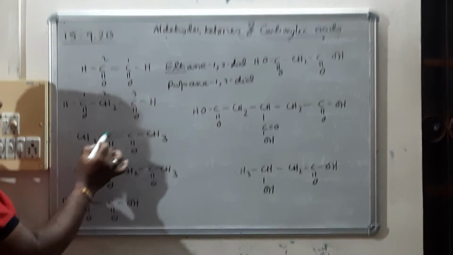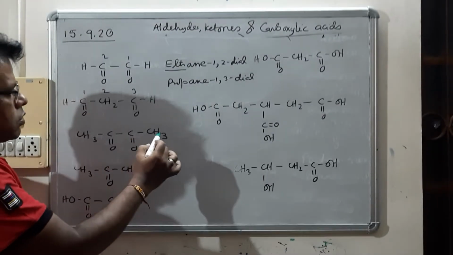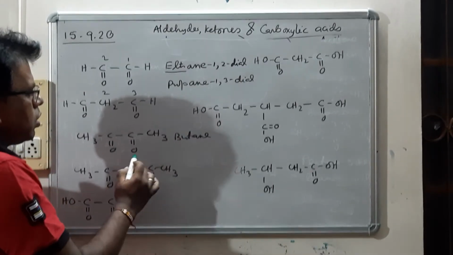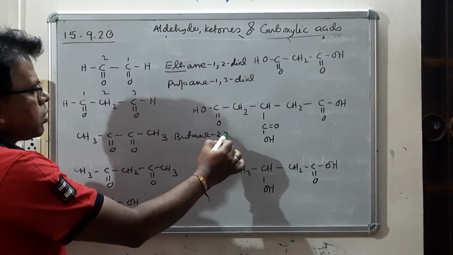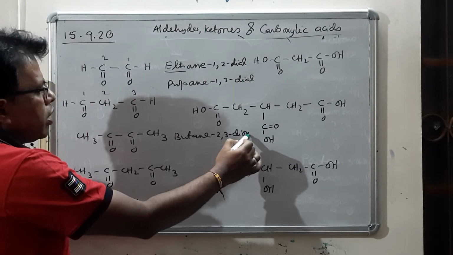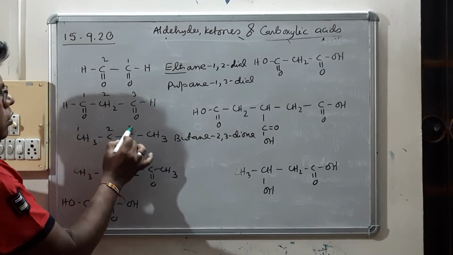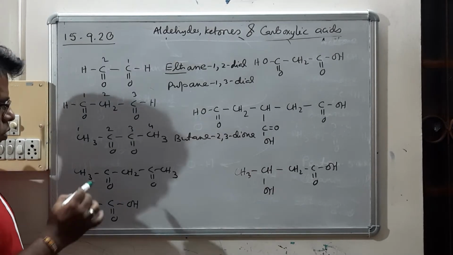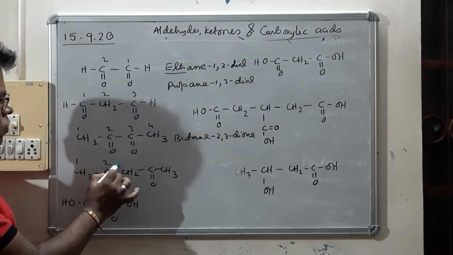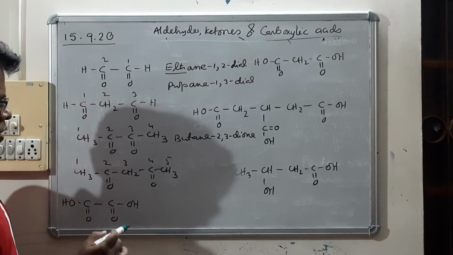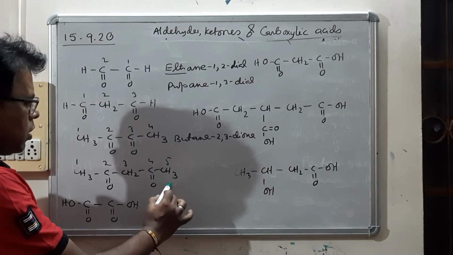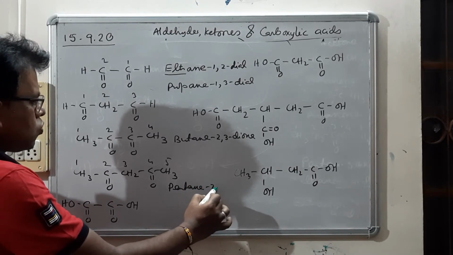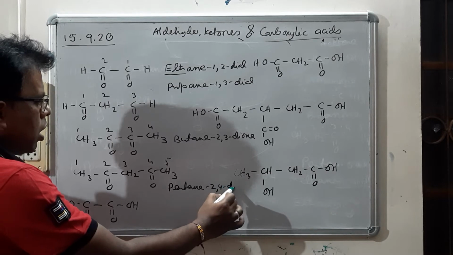The name of this compound, here there are two ketone groups, so it will be butane-2,3-dione. Butane-2,3-dione. So in the same way, this one will be 1, 2, 3, 4, 5. So its name will be pentane-2,4-dione.